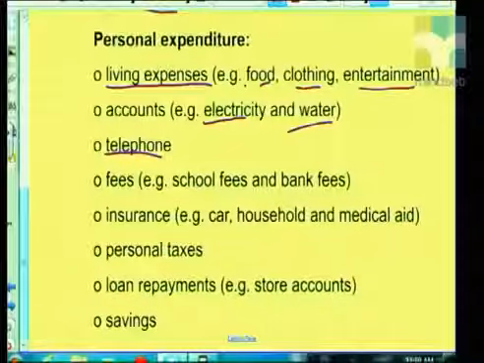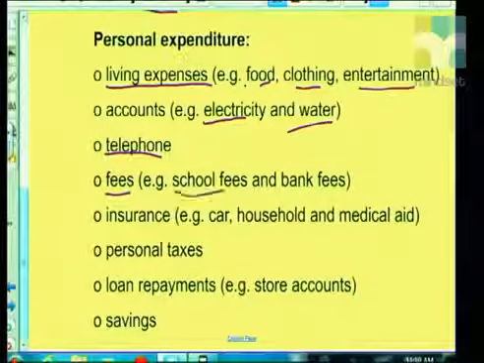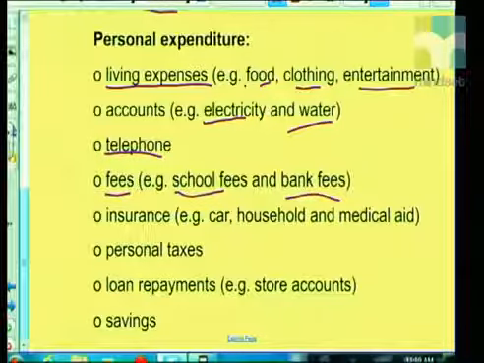Now, you'll have to pay fees. These could be school fees or bank fees, things that we don't really like to pay, but they are contributions to services that we're getting.